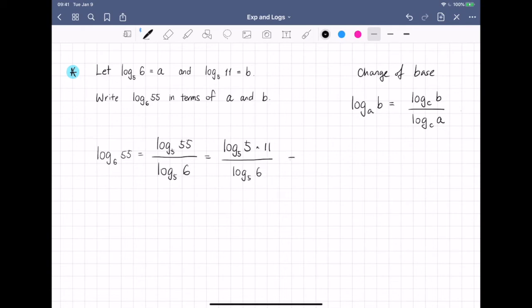Okay, and then in the numerator you can say, oh, that's log base 5 of 5 plus log base 5 of 11 over log base 5 of 6. Now I know that log base 5 of 5 is 1. That's 1. And this is B and this is A. So there you go. I am done. I got 1 plus B over A.